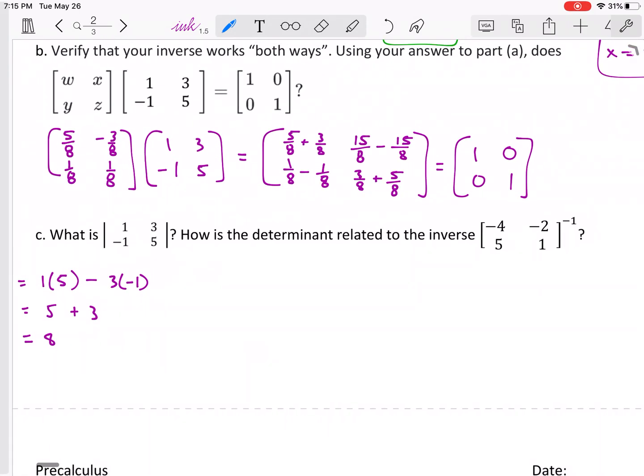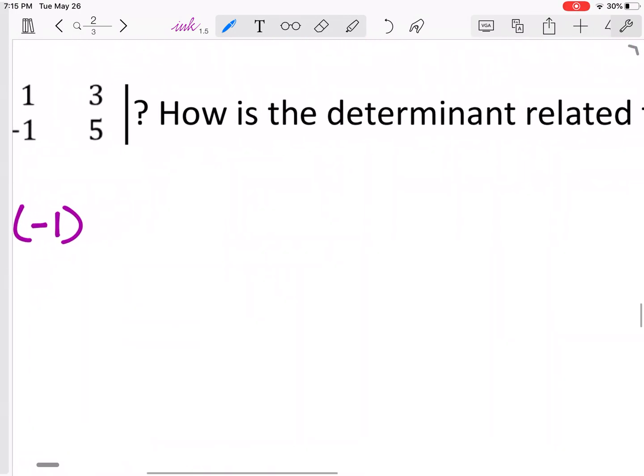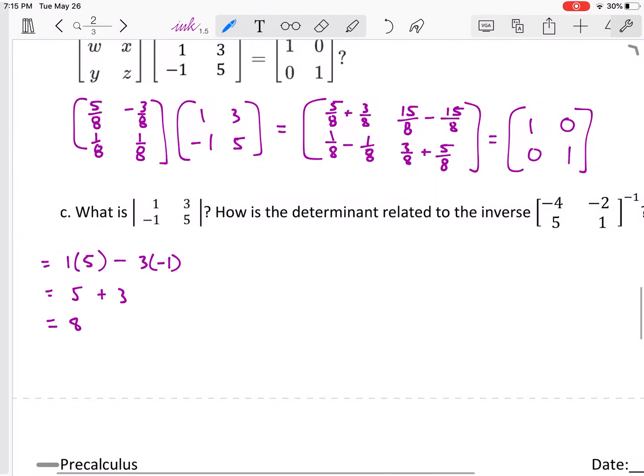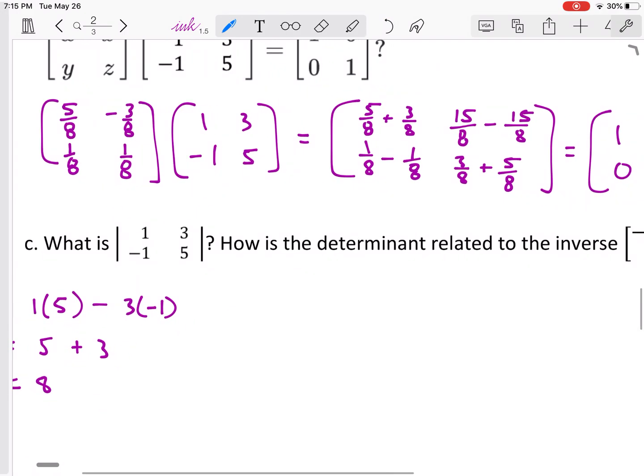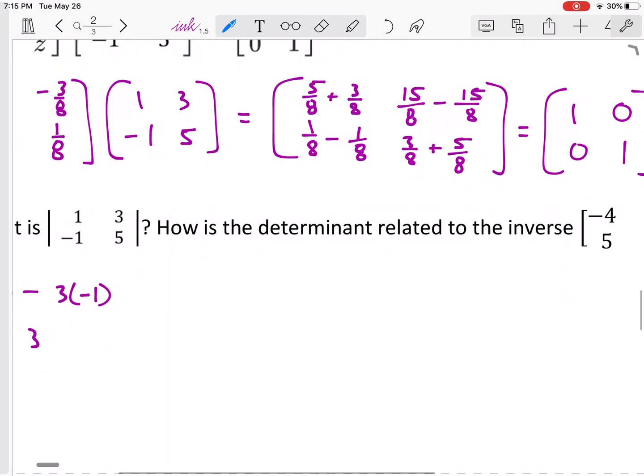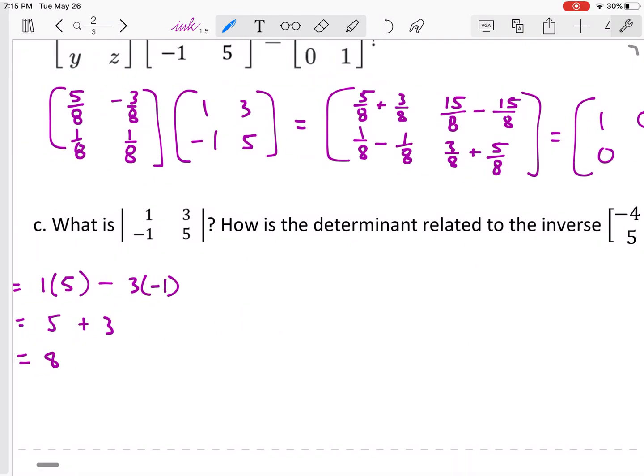Well, we just found that the inverse here is 1, 3, negative 1, 5. Or sorry, that's not the inverse. That was the original. The inverse is 5/8, negative 3/8, 1/8, 1/8. How is that related to this determinant? Take a second. I want you to pause the video and see if you notice anything about this.